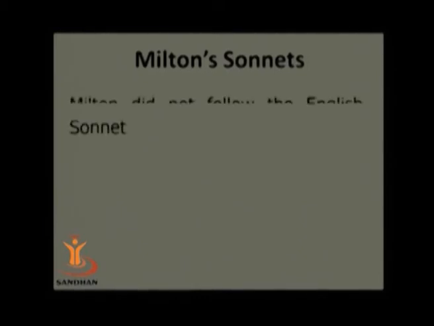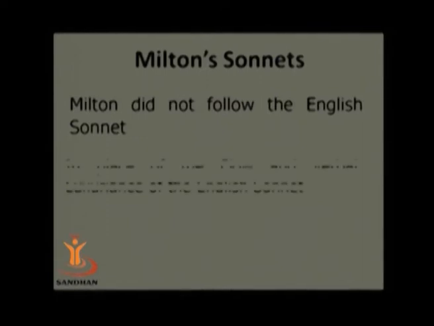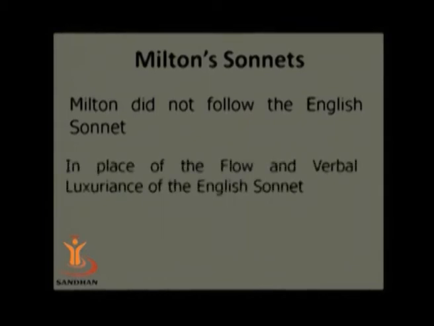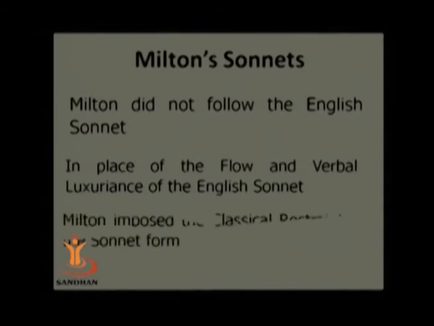Now when we come to Milton's sonnet, Milton, though he succeeded Shakespeare in literary traditions, did not follow the English sonnet or the Shakespearean sonnet. Milton, on the other hand, followed the sonnet form that was used by Petrarch.